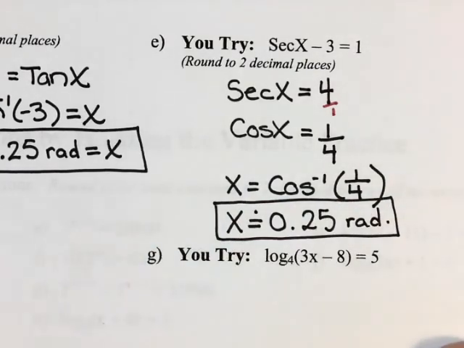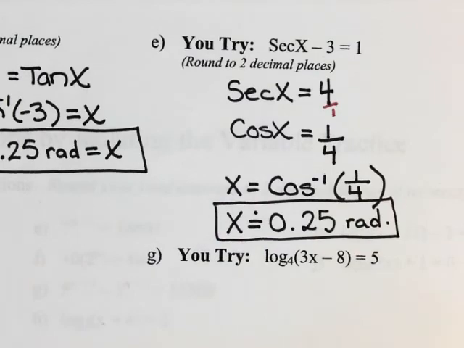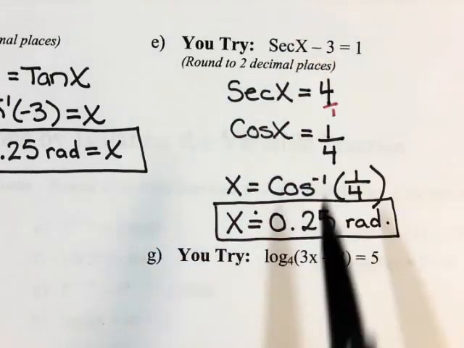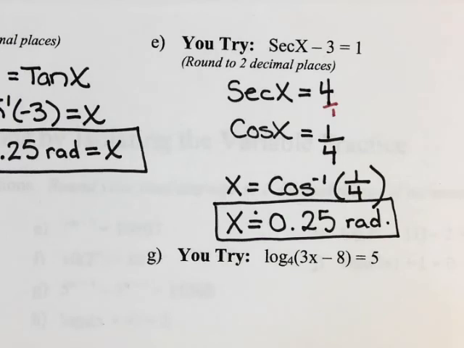Now, they're not all angles. It's just for sine, cos, and tan. The thing that comes after it, the argument, is always an angle.